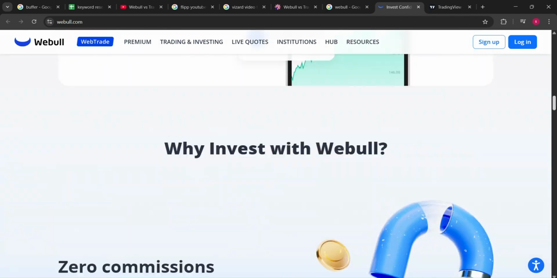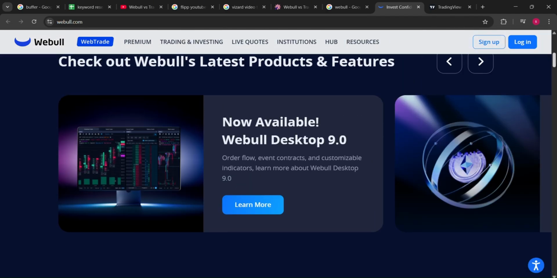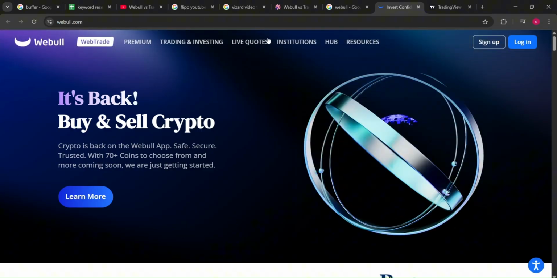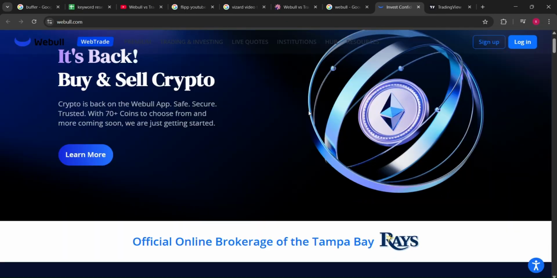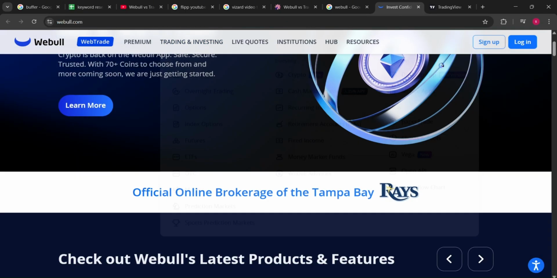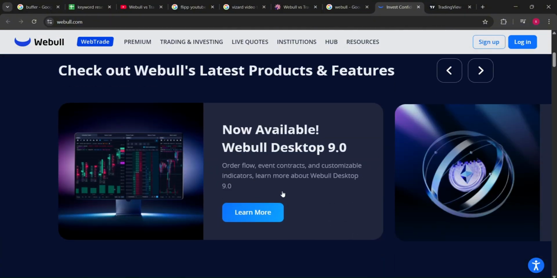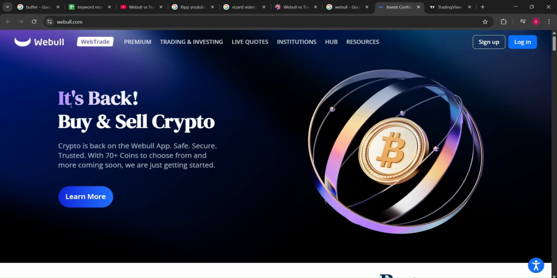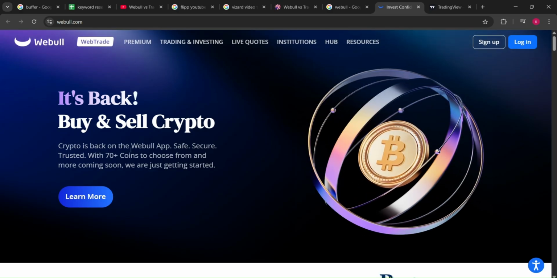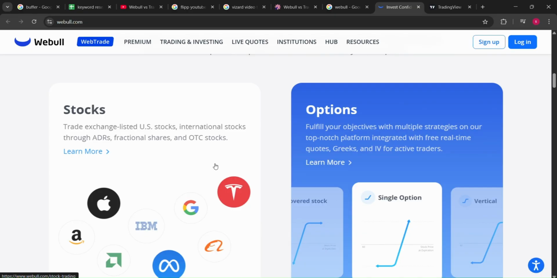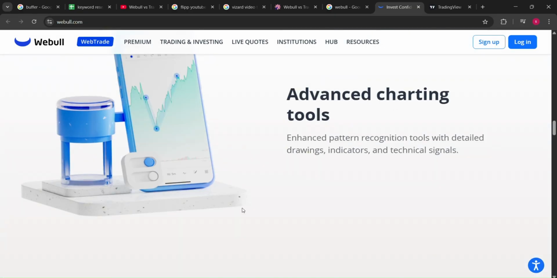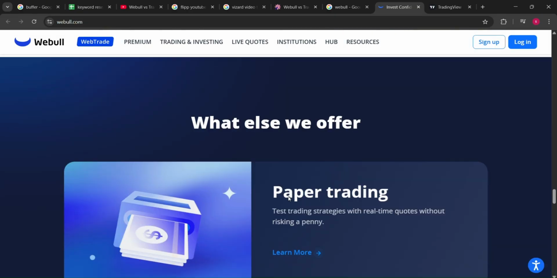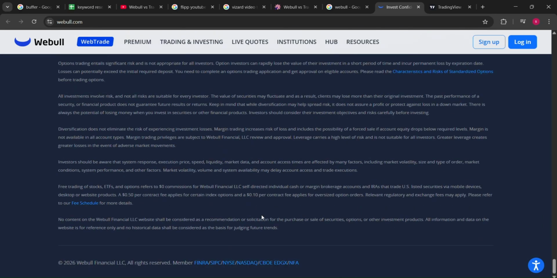Let's start with the main distinction. Webull is a brokerage platform, which means you can directly buy and sell stocks, ETFs, and options. TradingView, by contrast, focuses on charting and technical analysis. You can't execute trades on TradingView unless you connect it to a supported broker, and Webull isn't one of them.